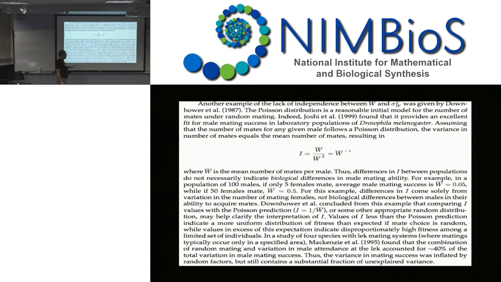But it's still a very useful measurement in terms of bounding the opportunity, bounding the selection intensity. And so it's a very powerful approach. Again, it's a trait independent way of looking at it.